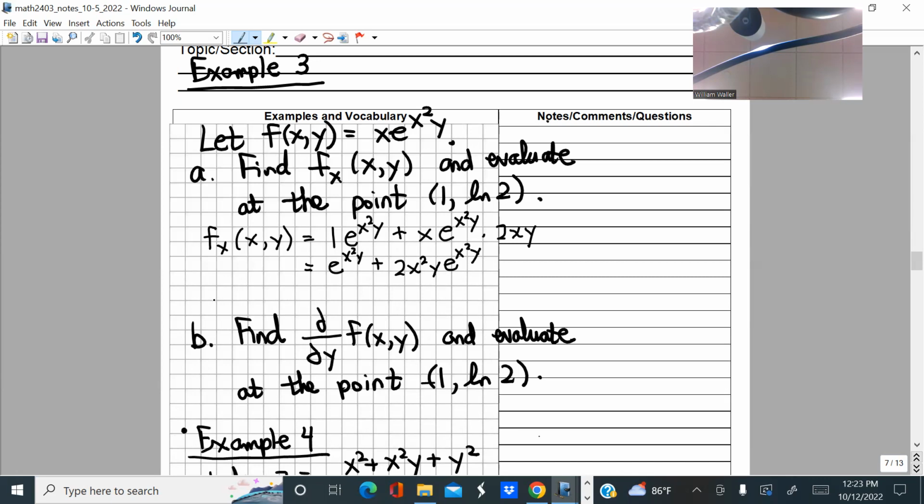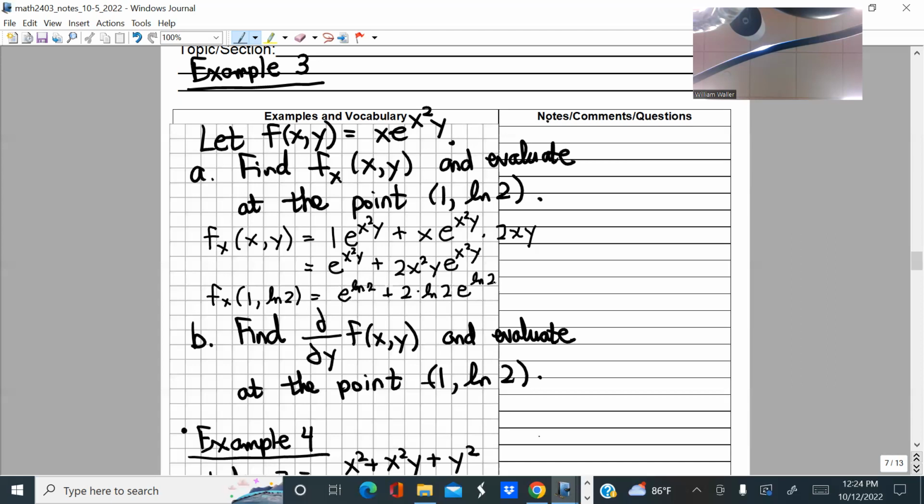Okay, now I'm supposed to do something with this though, right? I want to evaluate this at what point? 1, natural log of 2. Does that make things easier here? Maybe. So I get e to the 1 squared times natural log of 2. So that's going to be e to the natural log of 2, right? Plus 2 times 1 squared times natural log of 2. I'm not going to write the 1 squared, right? And then e to the 1 squared, so that's 1, and then times natural log of 2.